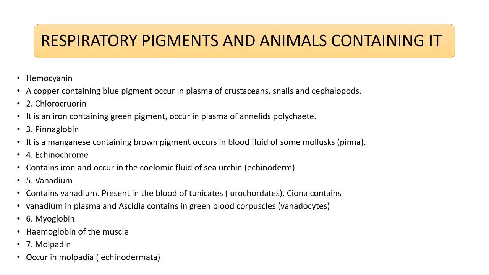What are the respiratory pigments and the different animals which contain different respiratory pigments? Hemocyanin is a copper-containing blue pigment, because of Cu2 plus, in the plasma of crustaceans, snails, and cephalopods. So hemocyanin is a respiratory pigment containing copper.